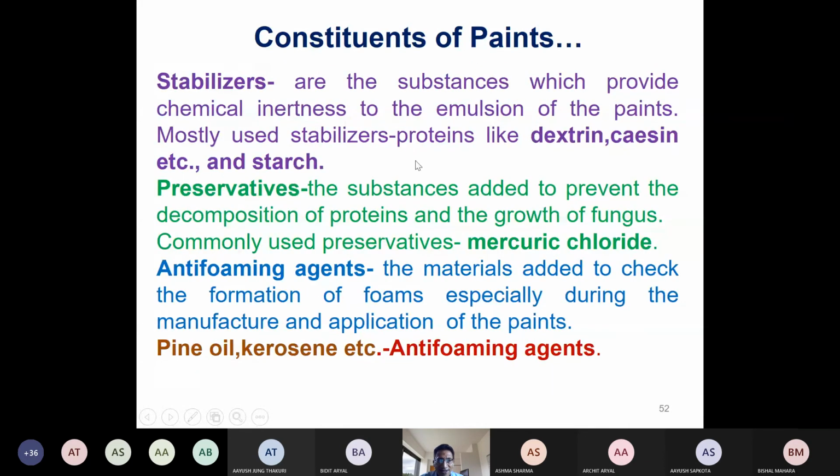Stabilizers are the substances which provide chemical inertness to the emulsion of the paint. Mostly used substances are proteins like dextrin, casein, etc. and starch.